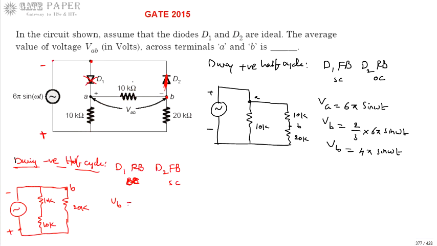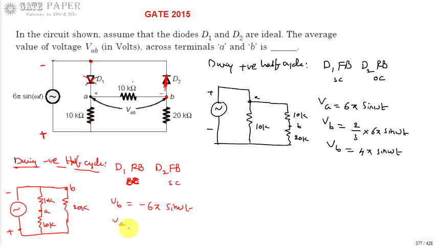Now VB, during the negative half cycle, is treated as minus 6 pi sin omega t, and VA is this A node. If you observe, node B is from this point to this point, and node A is the voltage across 10 kilo ohms.